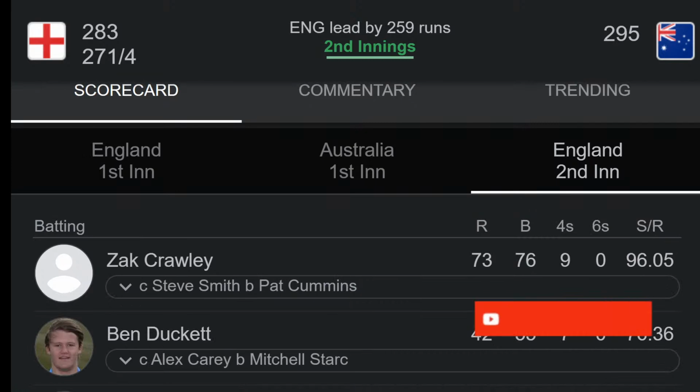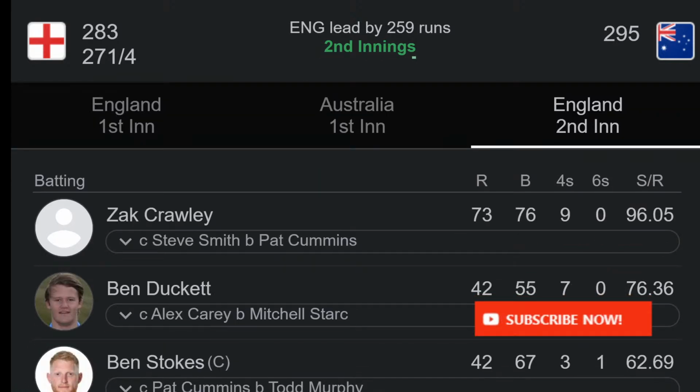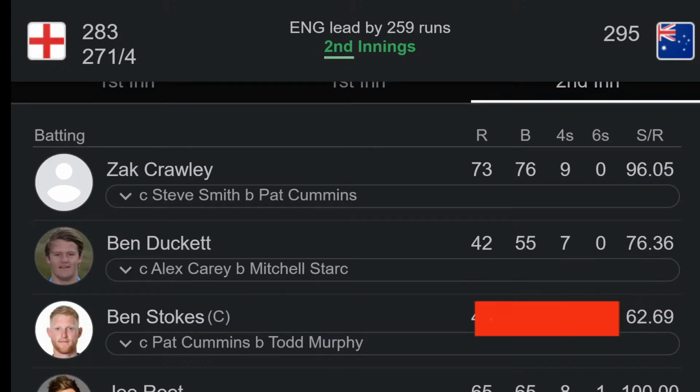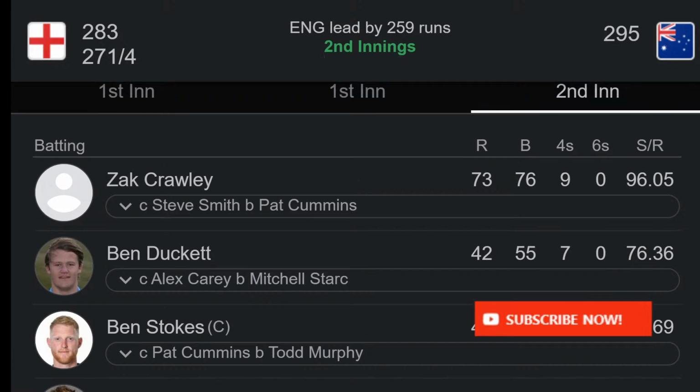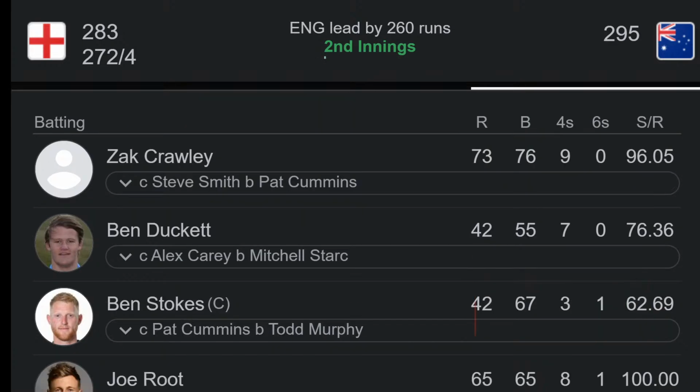So England in their second innings: Zak Crawley caught Steve Smith, bowled Pat Cummins, 73 of 76, 9 boundaries, 96.05 is the strike rate. Ben Duckett caught Alex Carey, bowled Mitchell Starc, 42 of 55, 7 boundaries, 76.36 is the strike rate. Ben Stokes, captain, caught Pat Cummins, bowled Todd Murphy, 42 of 67, 3 boundaries, 1 six, 62.6 is the strike rate.